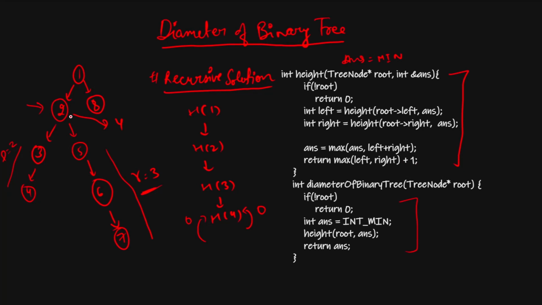So what is the height of a binary tree? The height of a binary tree is the distance from that node to the longest leaf node. You can see the number of nodes is 1, 2, 3, 4, so the height of this node will be 4. So this is how I find it.